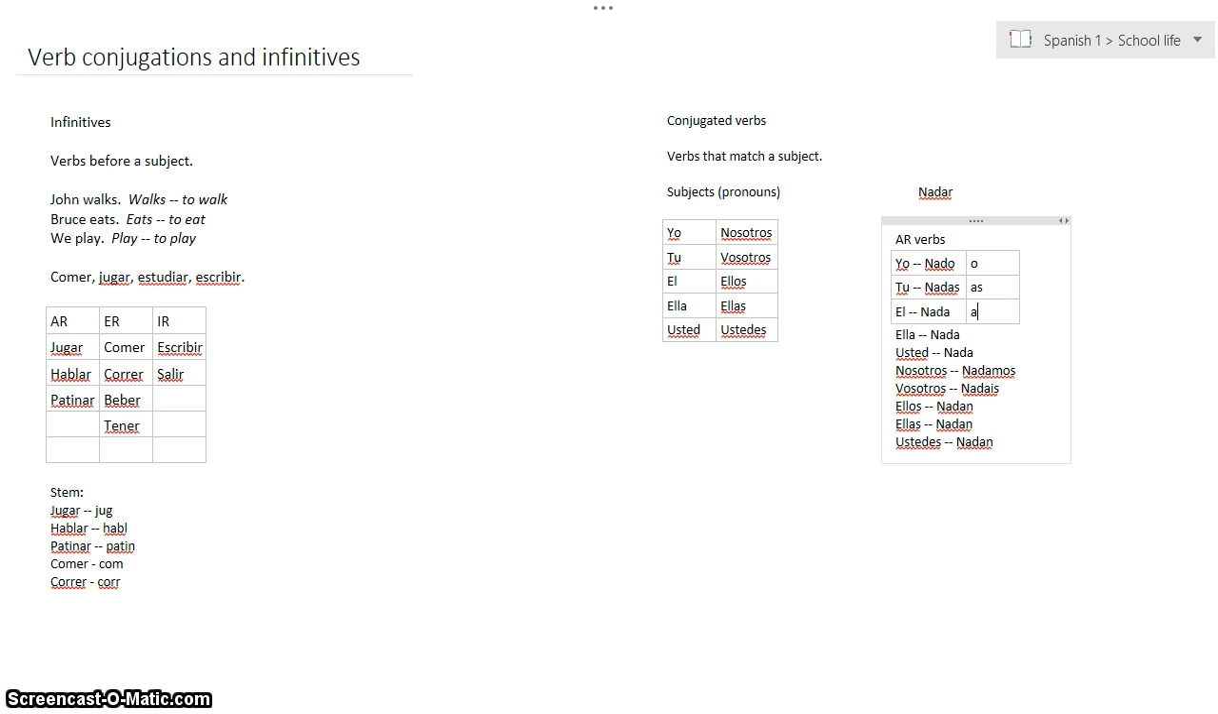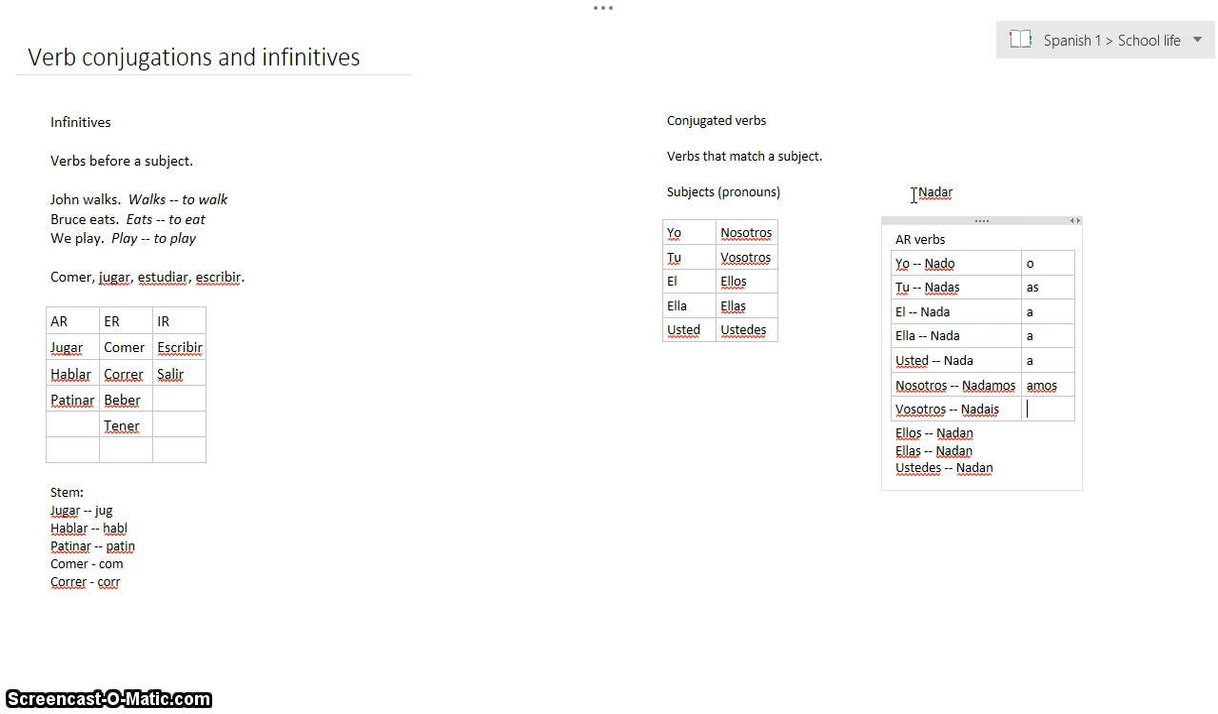You add a for the él, ella form. You add a for the usted form. You add amos for the nosotros. You add ais for the vosotros. And you add an for the ellos, ellas, ustedes form. So basically, that's how you get to a conjugation. Once you know this pattern, once you know these endings, you can conjugate any AR verb.